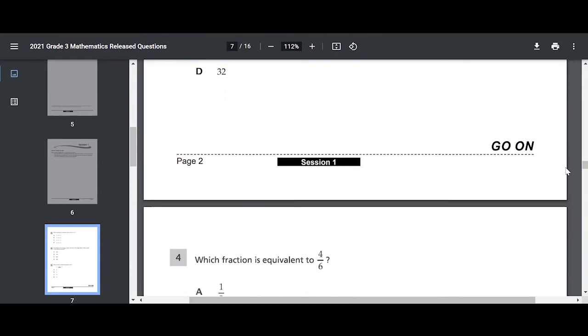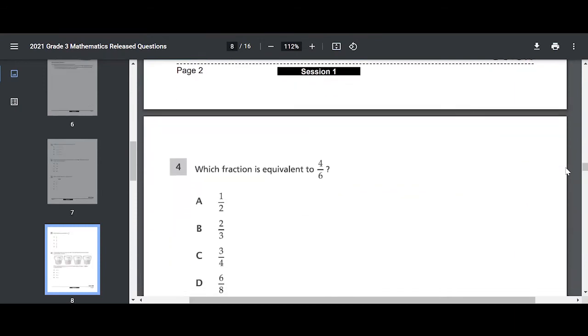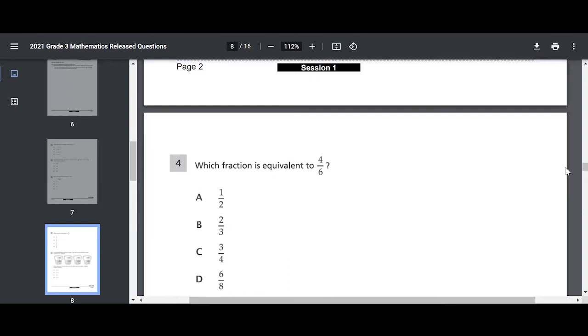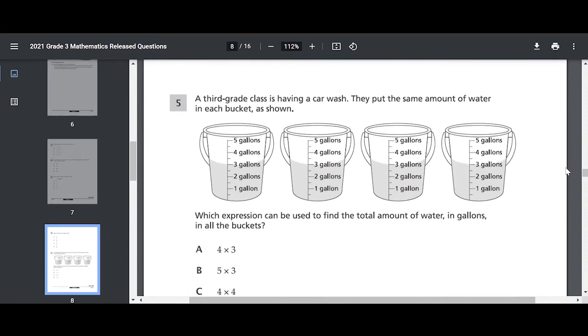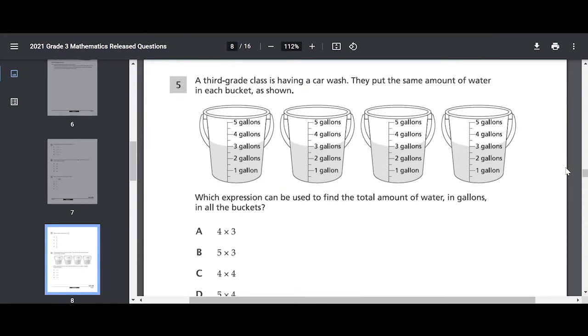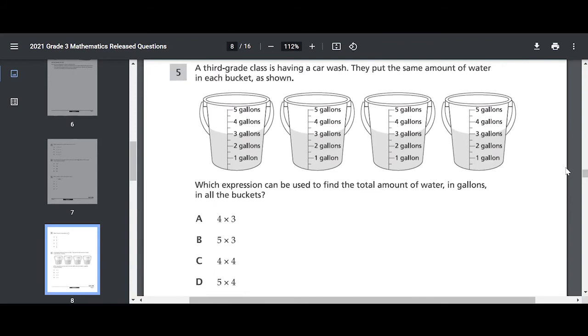Let's scroll down to question number 4. Which fraction is equivalent to 4/6? A, 1/2, B, 2/3, C, 3/4, D, 6/8. Number 5. A third grade class is having a car wash. They put the same amount of water in each bucket as shown. Which expression can be used to find the total amount of water in gallons in all the buckets?